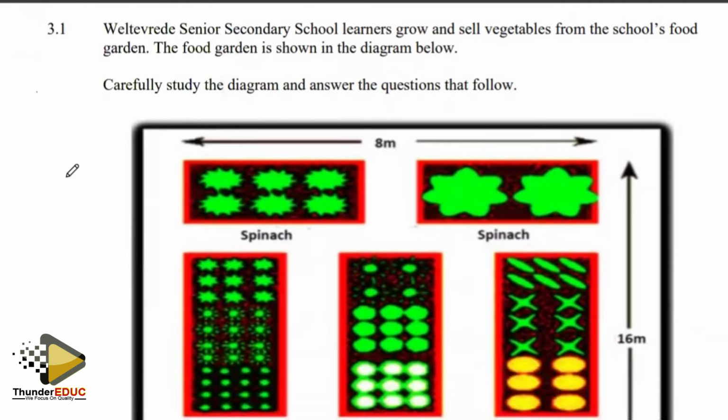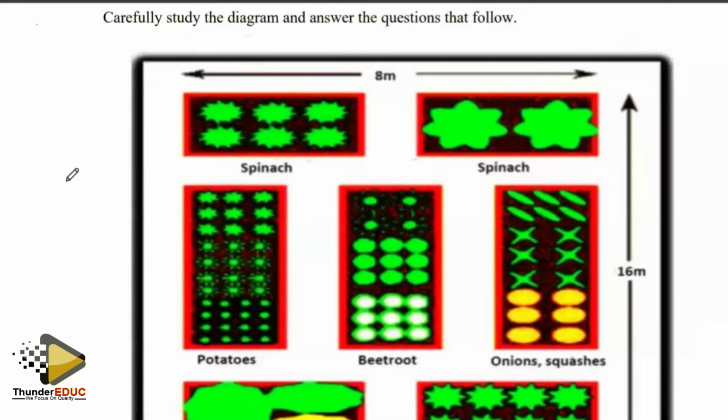Question number 3 says, Wedevel Senior Secondary School learners grow and sell vegetables from the school's food garden. The food garden is shown in the diagram below. Carefully study the diagram and answer the questions that follow. Here we are. When you look at this, this will be the short side, which becomes the breadth. Definitely, this has to become the length. Remember, they told us to study the diagram.